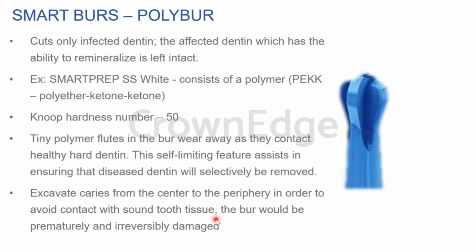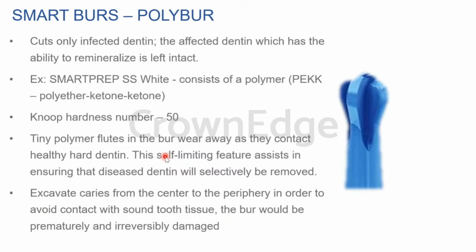You go from there to the walls of the cavity where you have healthy sound tissue left. Right. So that is how polymer works. So I'm just giving away the answer. The Knoop hardness number, yes, it is 20 to 25 for demineralized dentine. For that of affected dentine, it is 75 onwards.